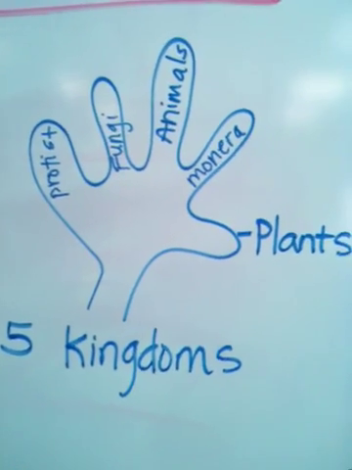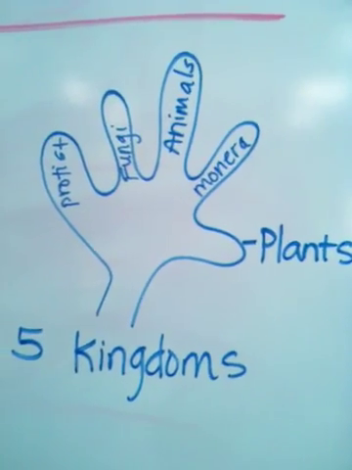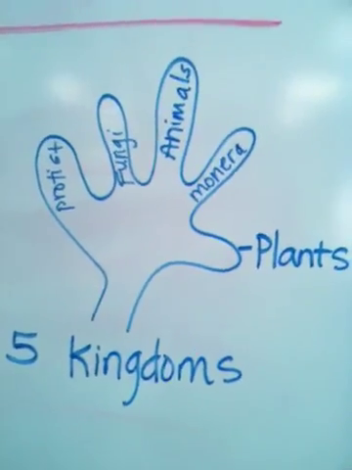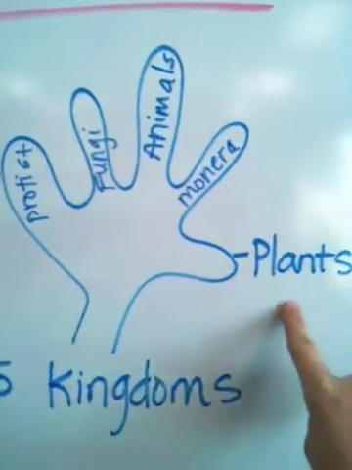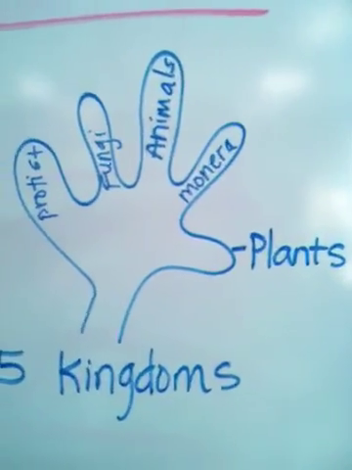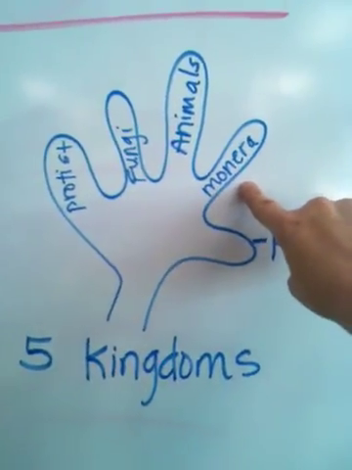If you recall, a couple months ago actually, we drew a hand, and it was a handy way to remember the 5 kingdoms. We talked about plants being the thumb, like the green thumb. If you were number 1, we talked about monarans, which are single-celled organisms.